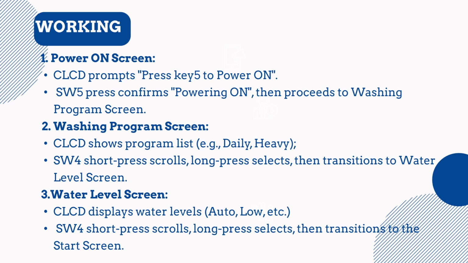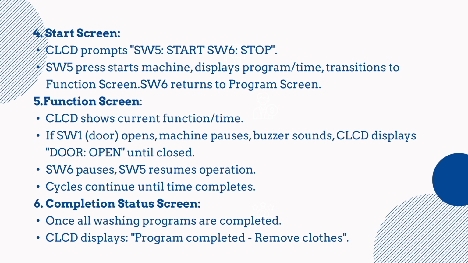Again, long press on switch 4. We will go to the water level screen. In the water level screen, it displays auto, low, high, medium like that. If you want to scroll, short press on switch 4, and long press on switch 4, then it will go to the start screen. In the start screen, we can see two switches, switch 5 and switch 6. Switch 5 starts the machine and displays program time, and switch 6 returns to the program screen.